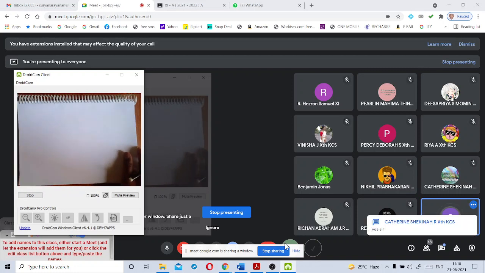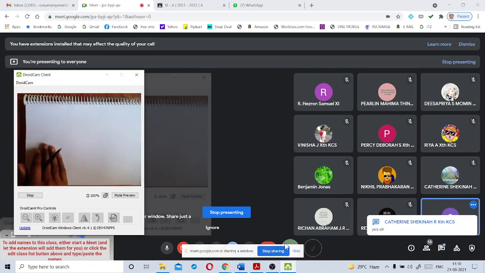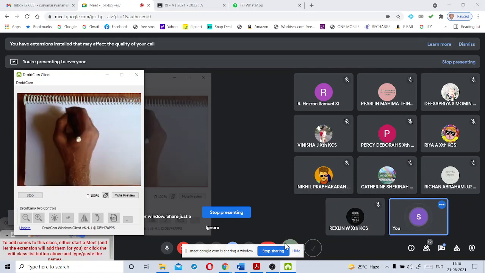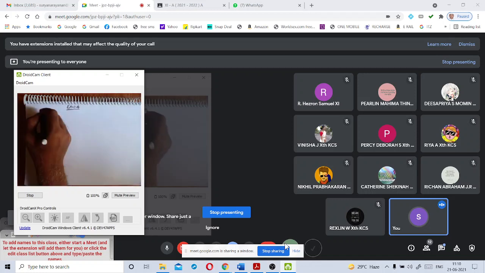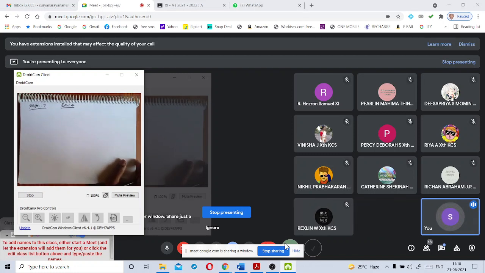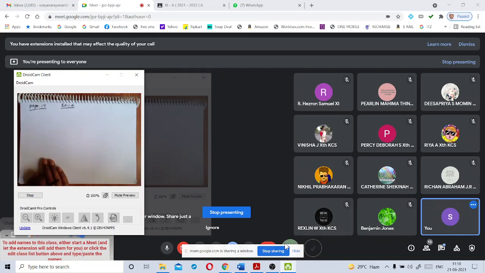Next, we shall start exercise 1.4 sums. I don't explain each and every question here. The time factor is also there. We can't spend much time on each and every question. I will explain some questions. You have to work out the remaining sums. All of you open page number 17.